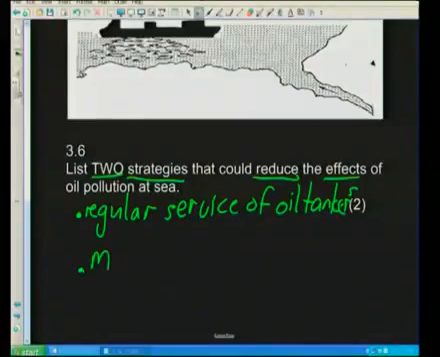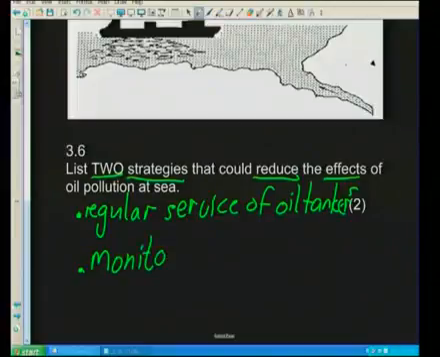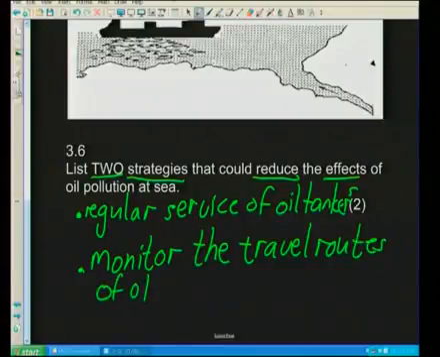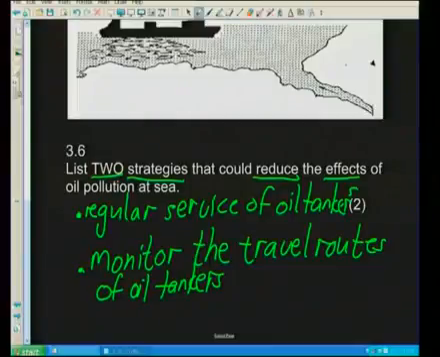Right, the second point is maybe they should monitor the travel routes of these tankers, of the oil tankers, more efficiently, so that they know where are they going to, how many tankers are out on sea. So they should follow up a bit more, they should follow it up better, so that they know what's going on sea with the oil tankers, I would say.